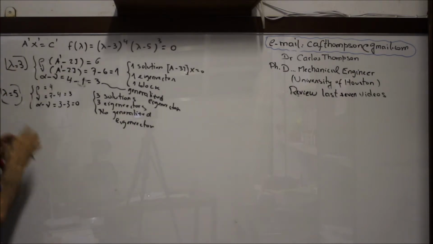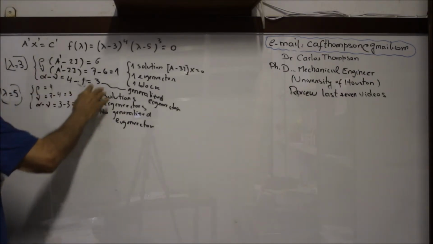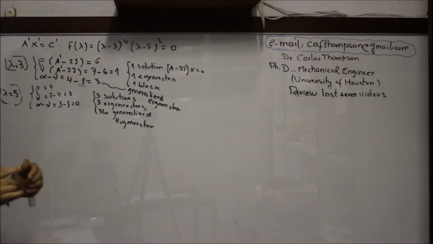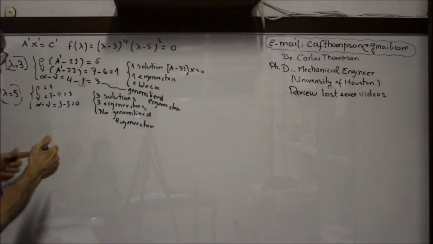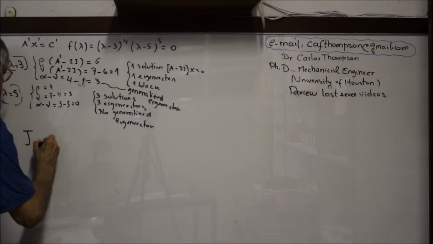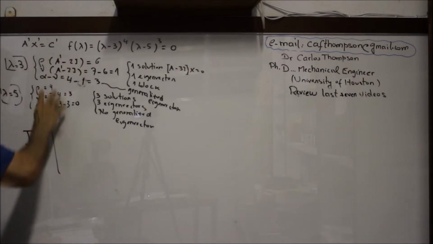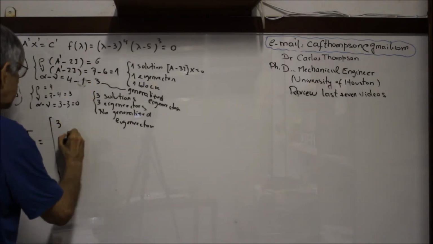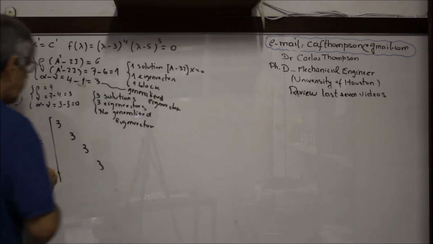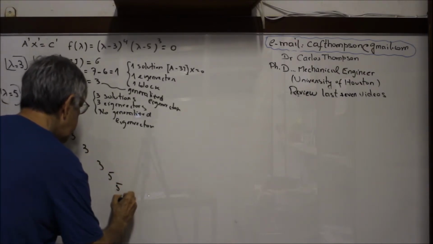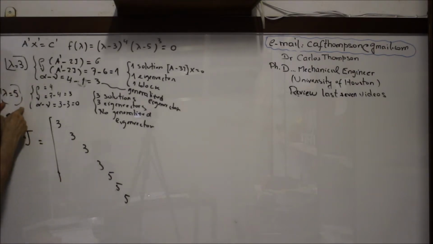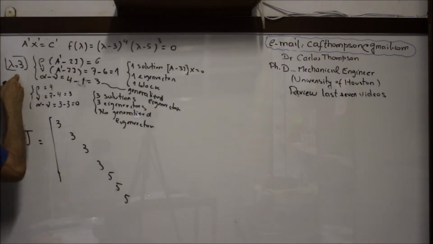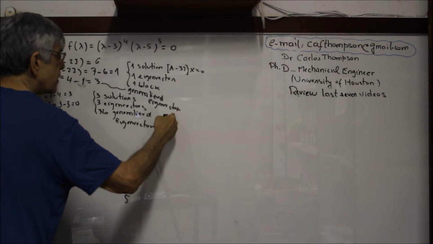Okay, now, in terms of this parameter here, we will be able to write J, only in terms of this parameter here. Okay, in the diagonal, we put 3, 3, 3, and 3. Here 5, 5, and 5. Look, for lambda equal to 5, there is no 1 here on the superdiagonal. But for lambda equal to 3, I have 3 generalized eigenvectors.